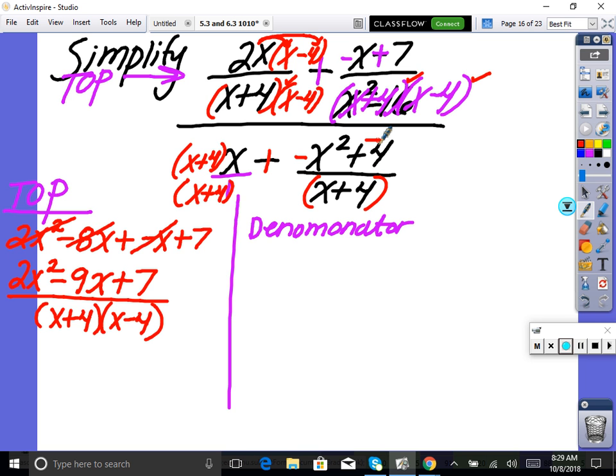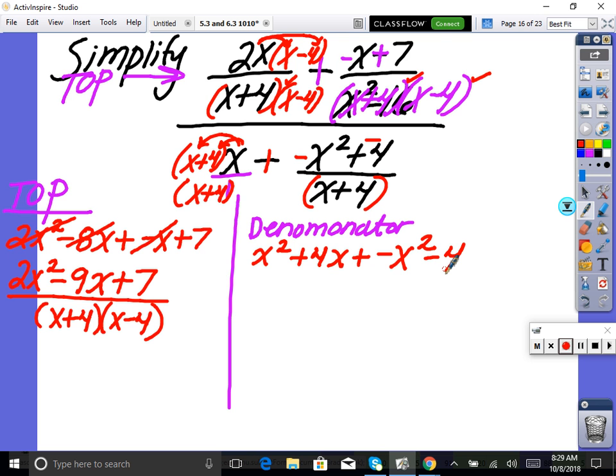Then you'd say, what's my next step when adding and subtracting? Multiply out the numerator. X times x is x squared. X times positive 4 is plus 4x. Then we have a plus sign. This is just the numerator. Then we have a negative x squared. Then we have a minus 4, it looks like.